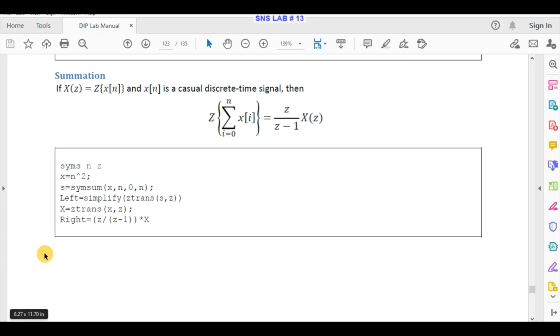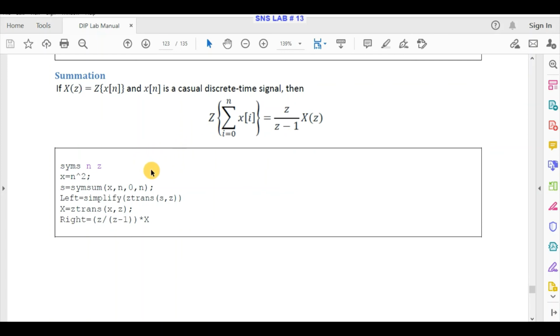The next property is summation. The summation property states that if we sum up all the values of our time domain signal and take its z transform, it will return the answer x of z multiplied by z over z minus 1.